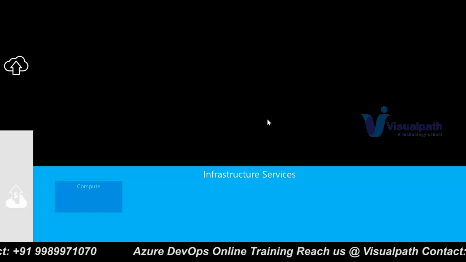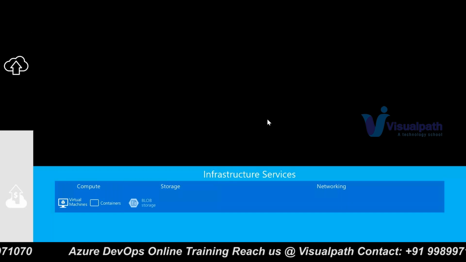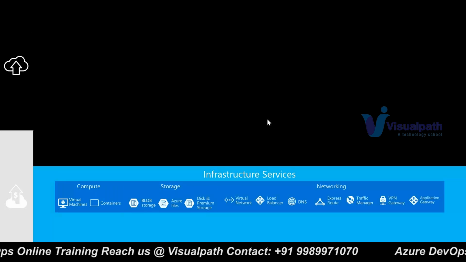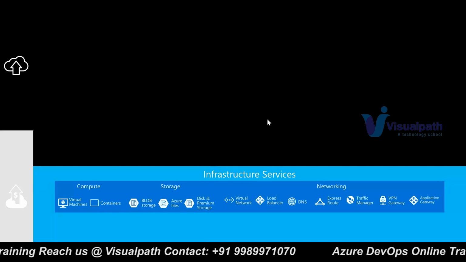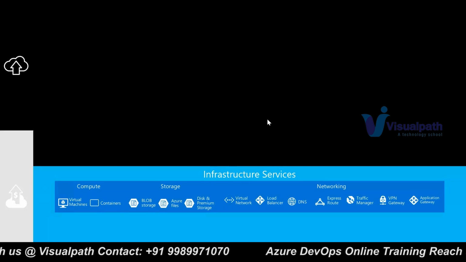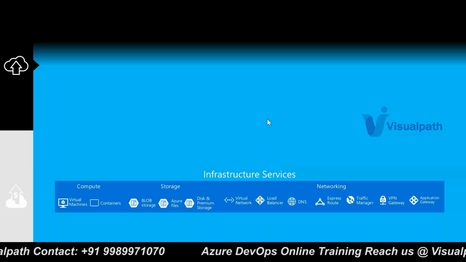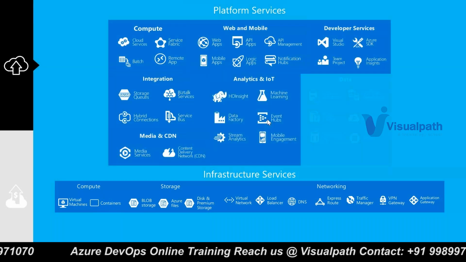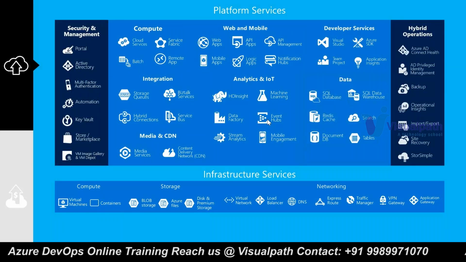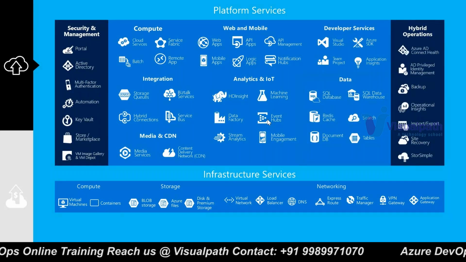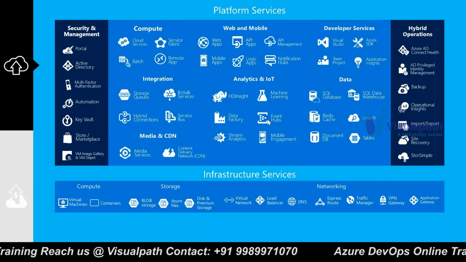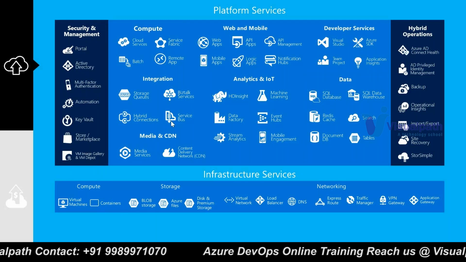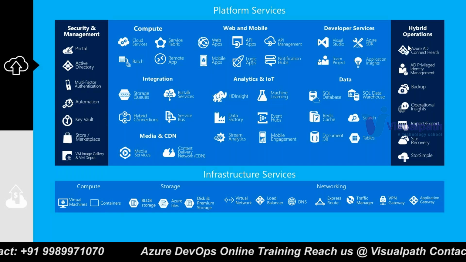In general, infrastructure as a service comes into compute, which is virtual machines and containers, storage, and networking. There are a number of networking components that we would be using in general. The next is the PaaS providers. In compute, they have cloud services, and web, mobile, and developer services. Along with that, we have security and management tools, where you see Active Directory, Key Vault, and the like. These are all PaaS providers.